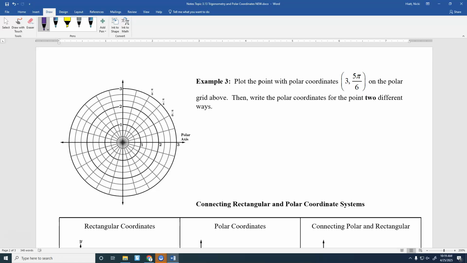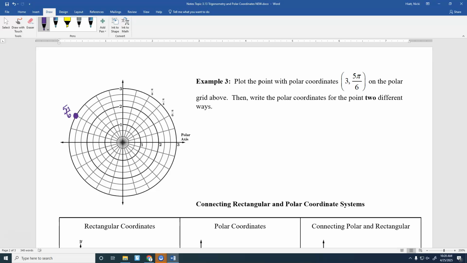So 5 pi over 6 is right here, right? And then we've got 3, so we're going to start at the pole right here. We're going to go out 1, 2, 3. So right here is the point that we're looking at.